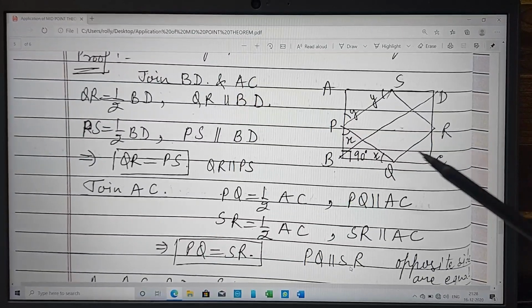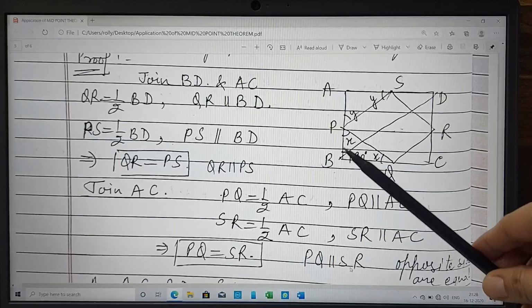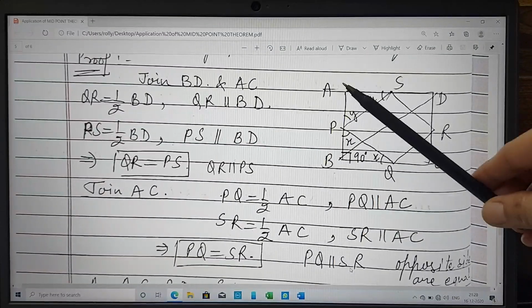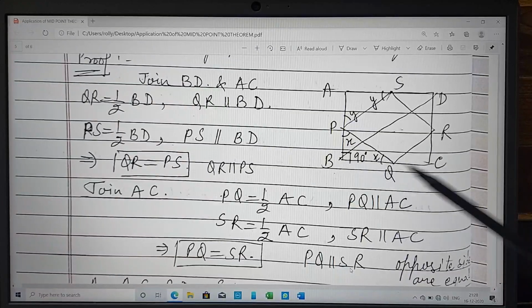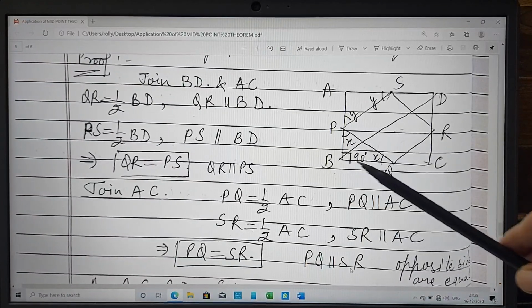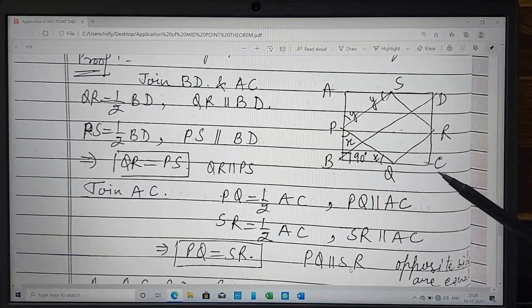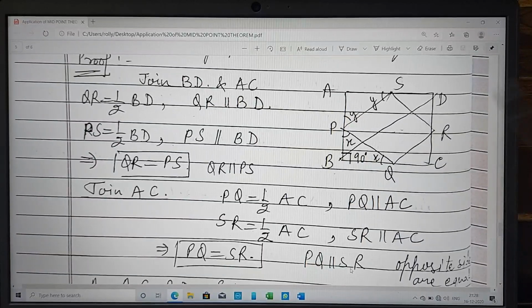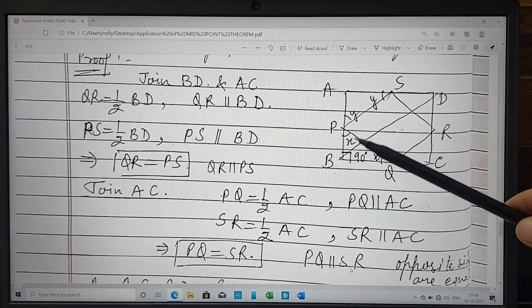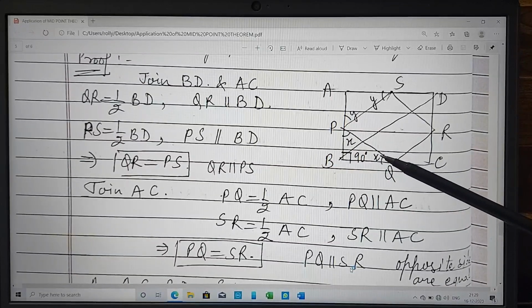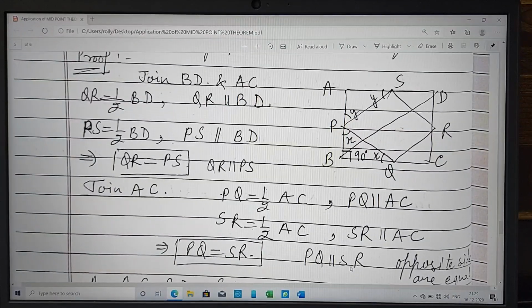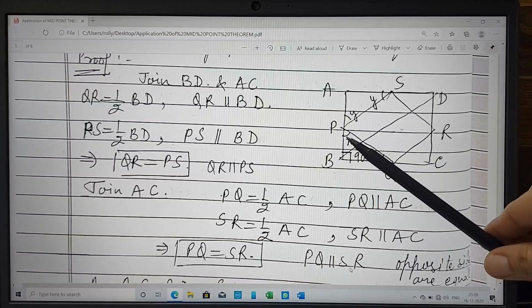Now the angles. Angle B is 90 degrees. AB is equal to BC, so half of AB will be equal to half of BC. P is the midpoint, Q is the midpoint. So half AB is BP, half BC is BQ. It means BP and BQ are also equal. So it is an isosceles triangle. This becomes angle X, this becomes angle X. Base angles of an isosceles triangle are equal. The sum of all three angles of a triangle is 180 degrees. So the value of X becomes 45.